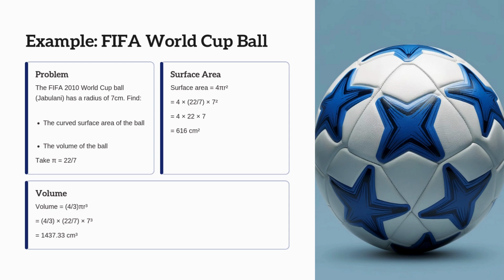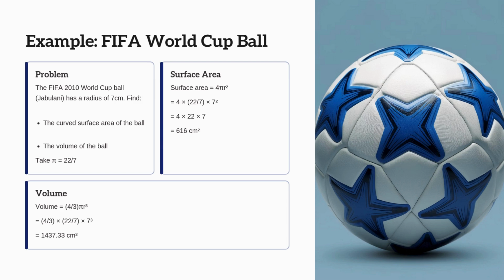Step 1. Surface area. The formula for the surface area of a sphere is surface area equals 4 pi r squared. This is the standard formula for the curved surface of a sphere. Substitute r equals 7. Surface area equals 4 multiplied by pi multiplied by 7 squared. This is obtained by replacing r with 7 in the formula. Now replace pi with 22 over 7.